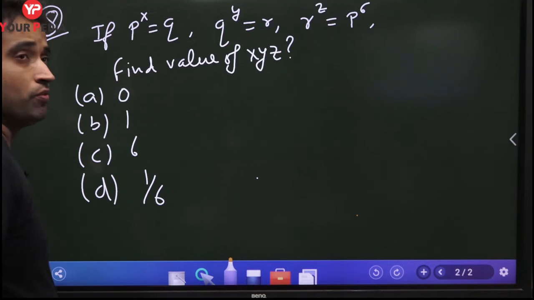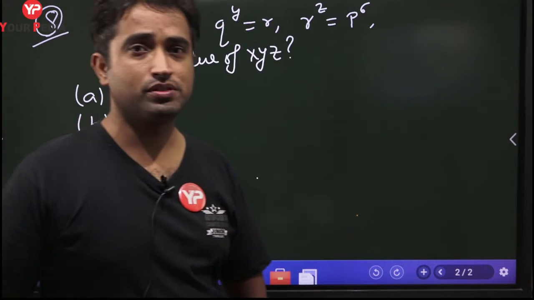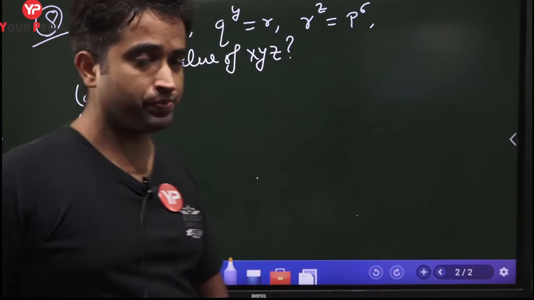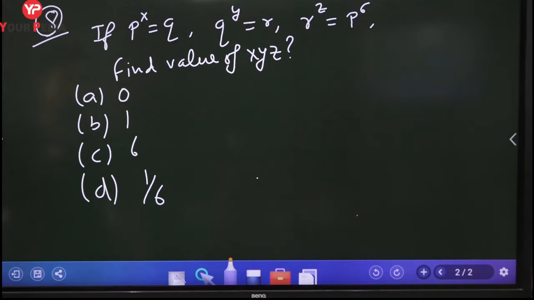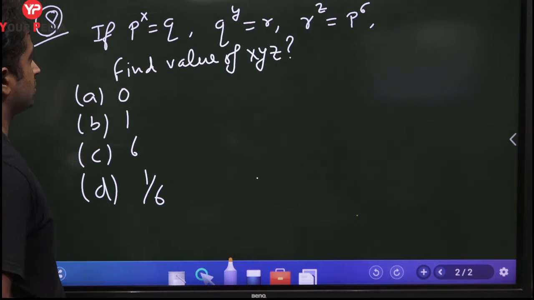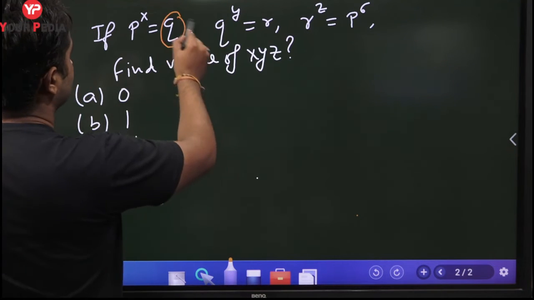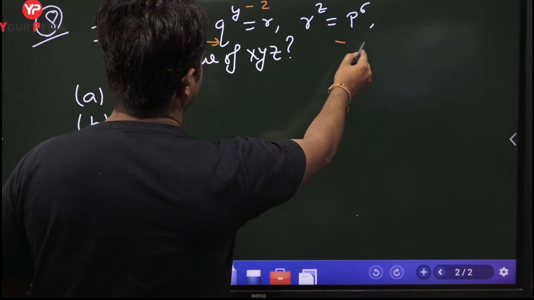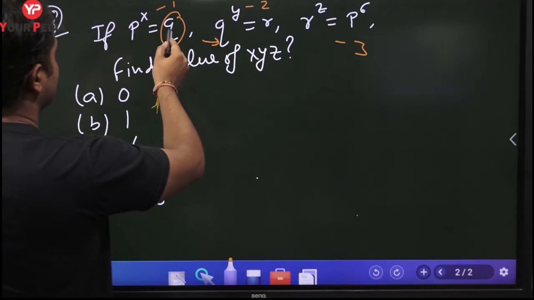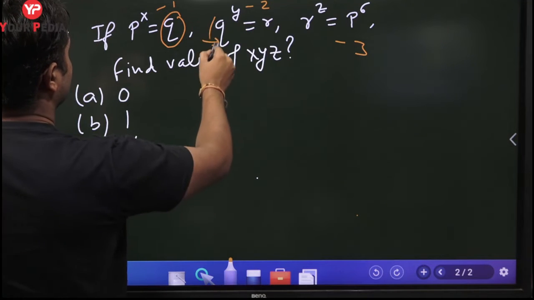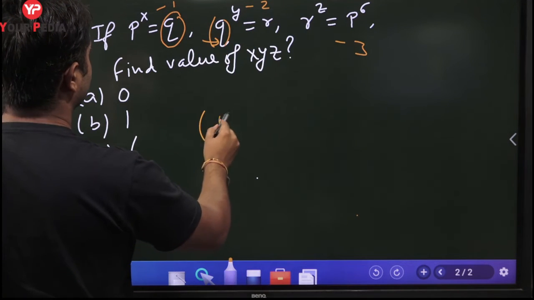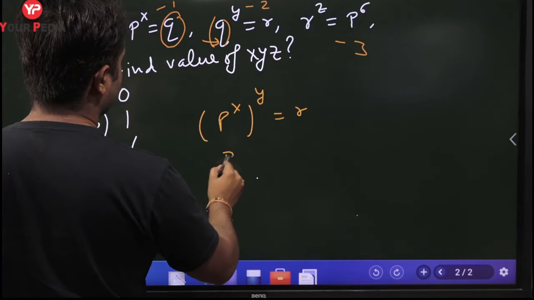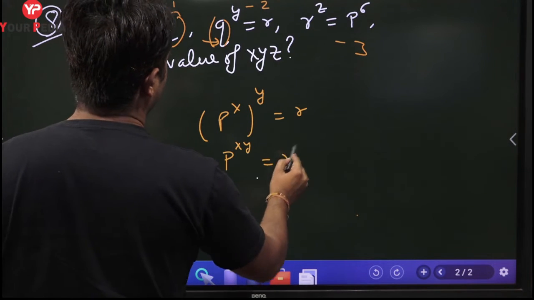This type of question is often asked. Sometimes you will find these types of questions with logarithms also. Okay. So just try to substitute the values of q in the second. So this is my first, this is second, this is third equation. Just substitute the value of q from first in second. So in second, q can be substituted as p power x raised to power y equal to r. So p power xy is equal to r.